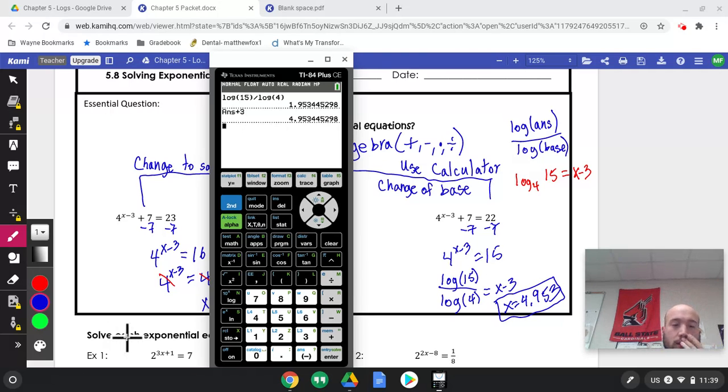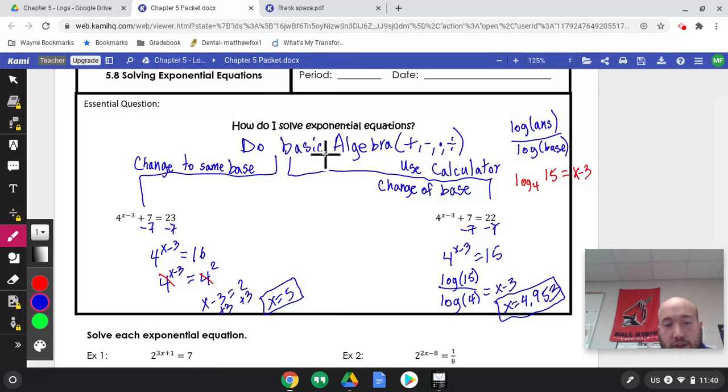All right. So once again, our two choices. You can change it to the same base, and the reason I recommend doing that is I think this was a little simpler. You don't have to use your calculator. You can just do it quickly. However, this way with the calculator will always work. So if you want, you can always use this method.